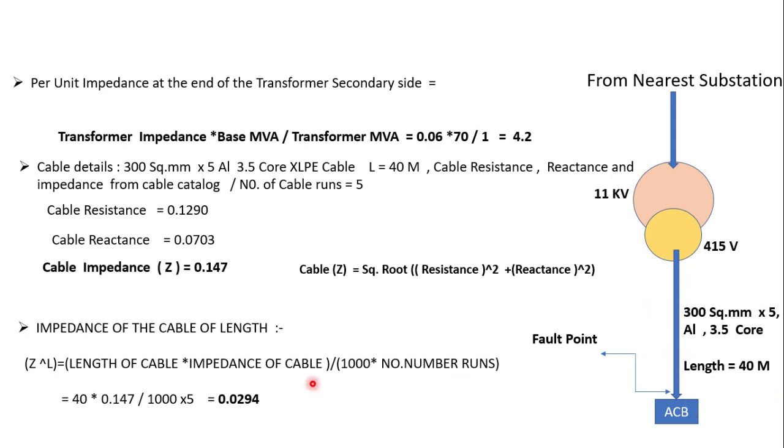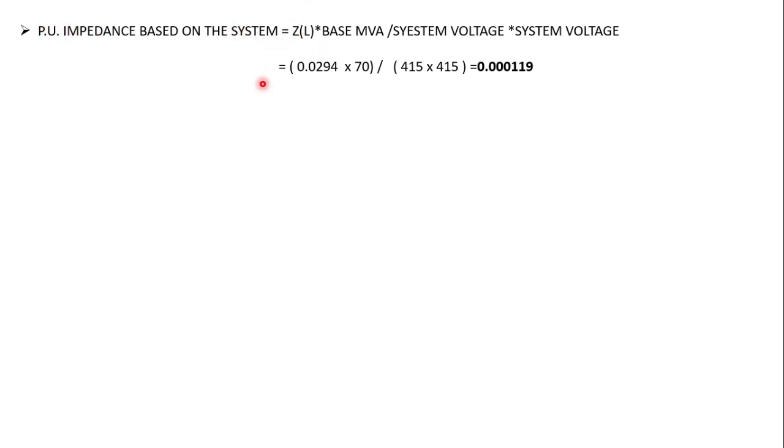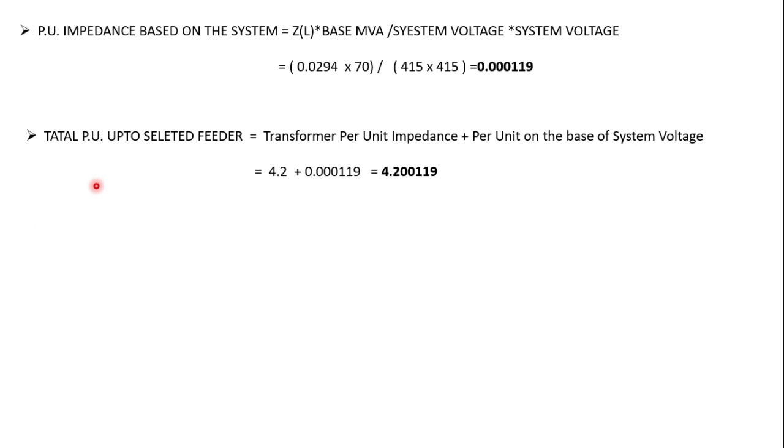Now move to the next step, per unit impedance based on the system voltage. This is the formula, ZL, which we have already calculated, into base MVA divided by system voltage into system voltage. So let's put the value. ZL is equal to 0.0294 into 70 divided by 415 into 415. If you calculate this, it will become 0.000119.